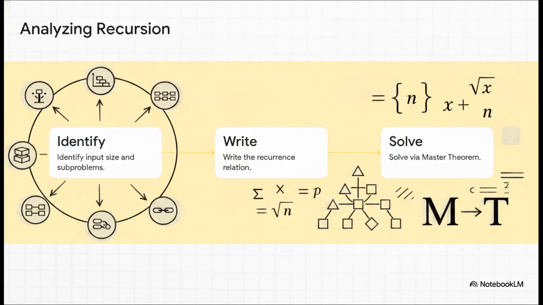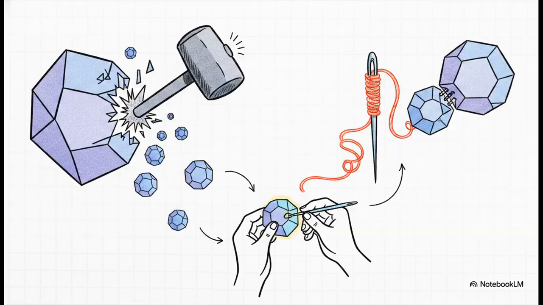When you need to actually analyze the time complexity of a recursive algorithm, experts use a very specific three-step playbook. Step 1, identify your total input size and figure out exactly how many smaller subproblems you're creating. Step 2, write out the mathematical recurrence relation based on those subproblems. And step 3, solve that relation. You usually do this by drawing out a recursion tree level by level, or by using an incredibly powerful shortcut called the master theorem.